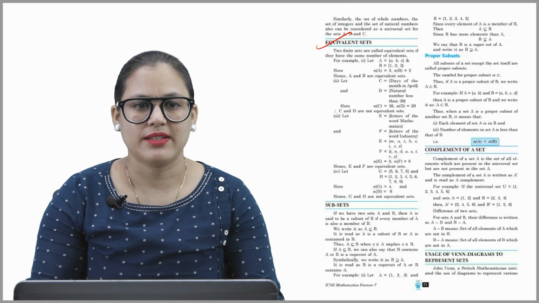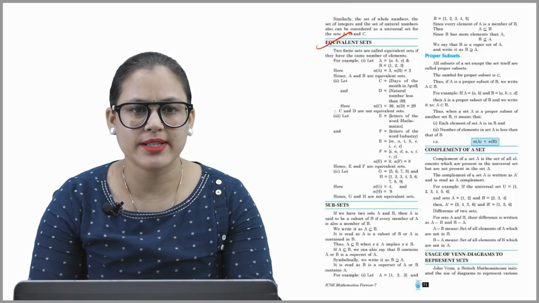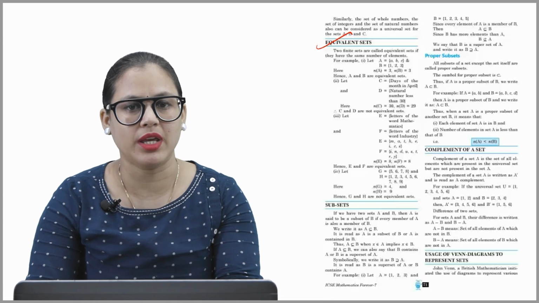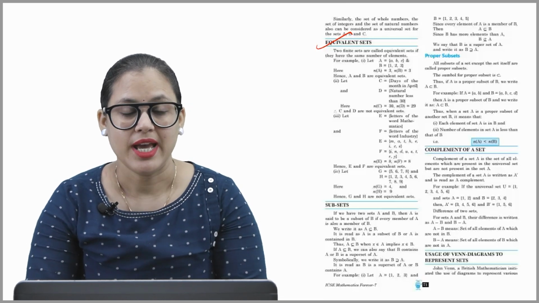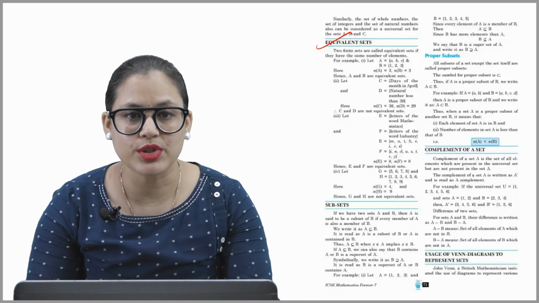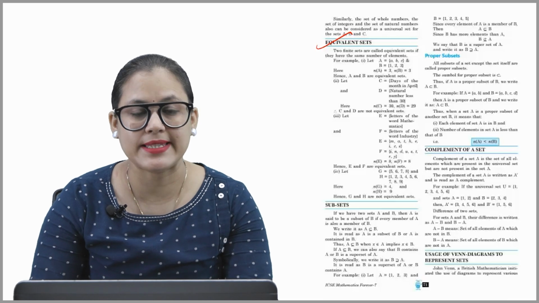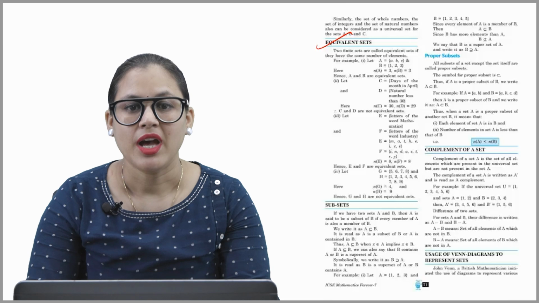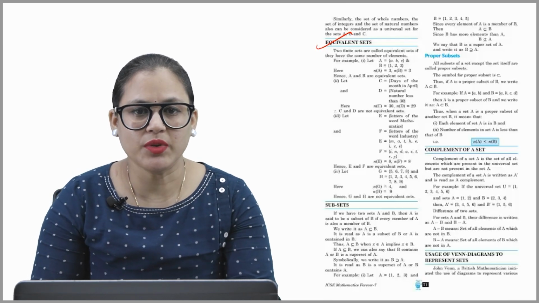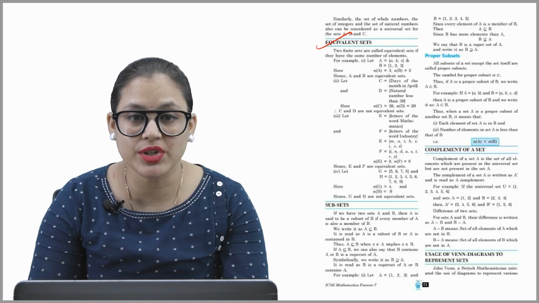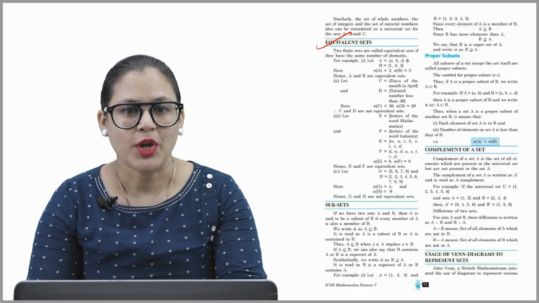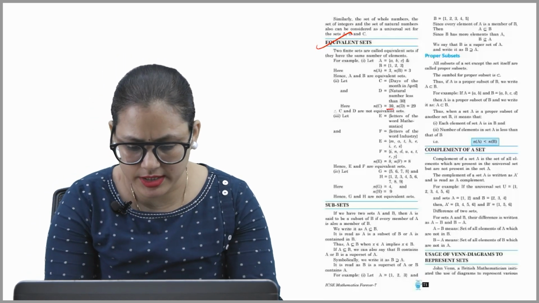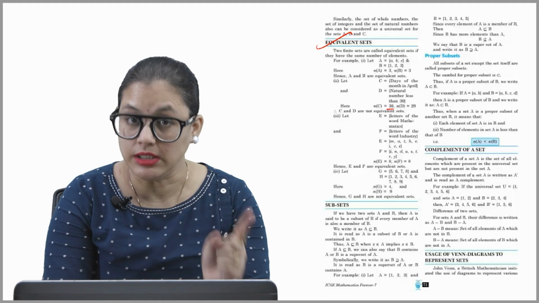Next, equivalent sets. Two finite sets are called equivalent sets if they have the same number of elements. For example, let A = {a, b, c} and B = {1, 2, 3}. Now, n(A) = 3 and n(B) = 3. Hence, A and B are equivalent sets. Second, let C = days of the month in April and D = natural numbers less than 30. So, days of the month in April are 30 and natural numbers less than 30 are 29.